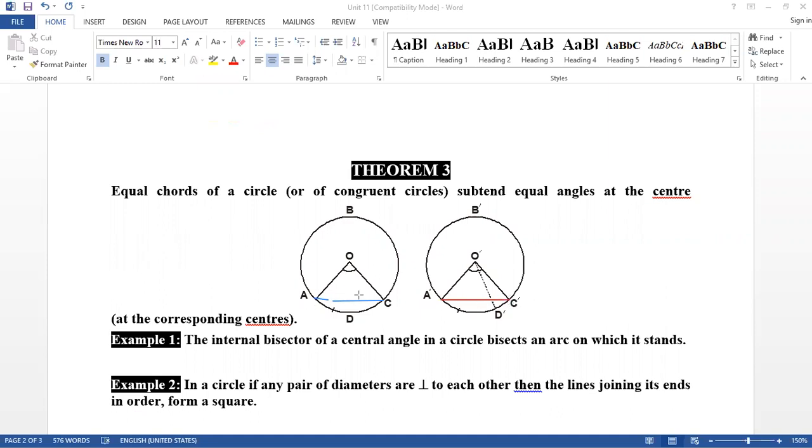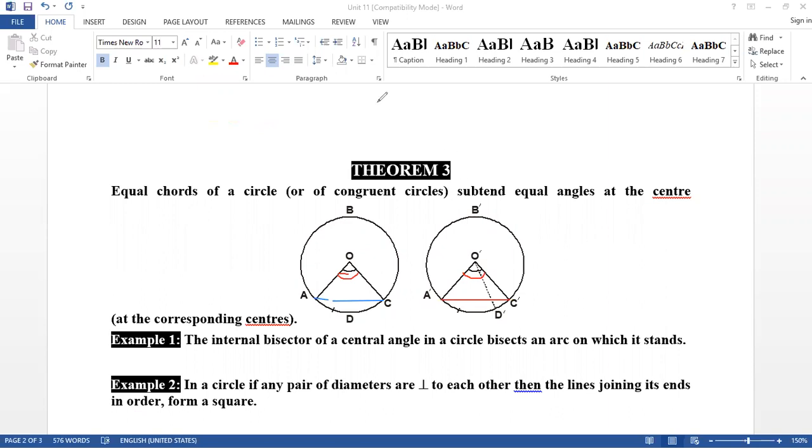So if the chord lengths are equal for two equal circles or two congruent circles, means that they have equal radius, and in two equal circles, if there are two equal chords, then these two equal chords will make equal central angles at the center, like this one. So this angle and this angle will be equal. This is according to the statement of the third theorem.